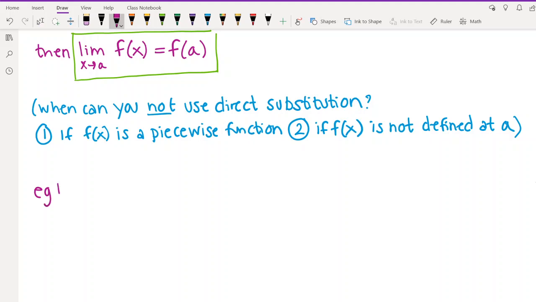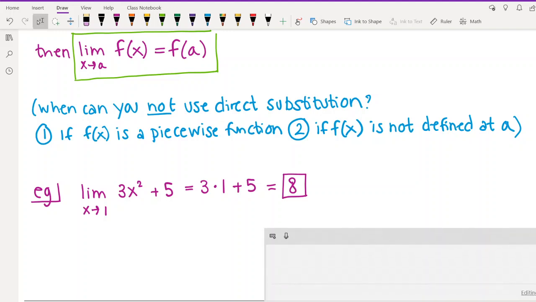So let's say that you were trying to evaluate the limit as x approaches 1 of 3x squared plus 5. So remember that limits don't care what's happening at a particular x value. So it basically doesn't matter that this function is defined at 1. The function is still kind of heading towards that value. And so we can just plug in 1. So if we plug in 1, we get 3 times 1 plus 5. And so that is equal to 8.